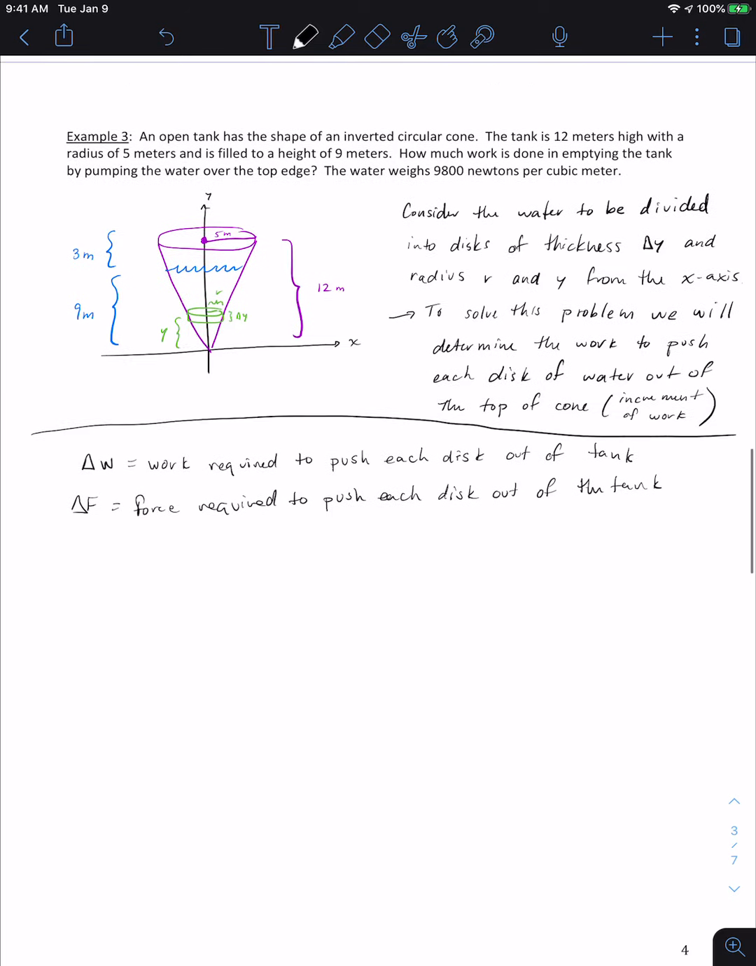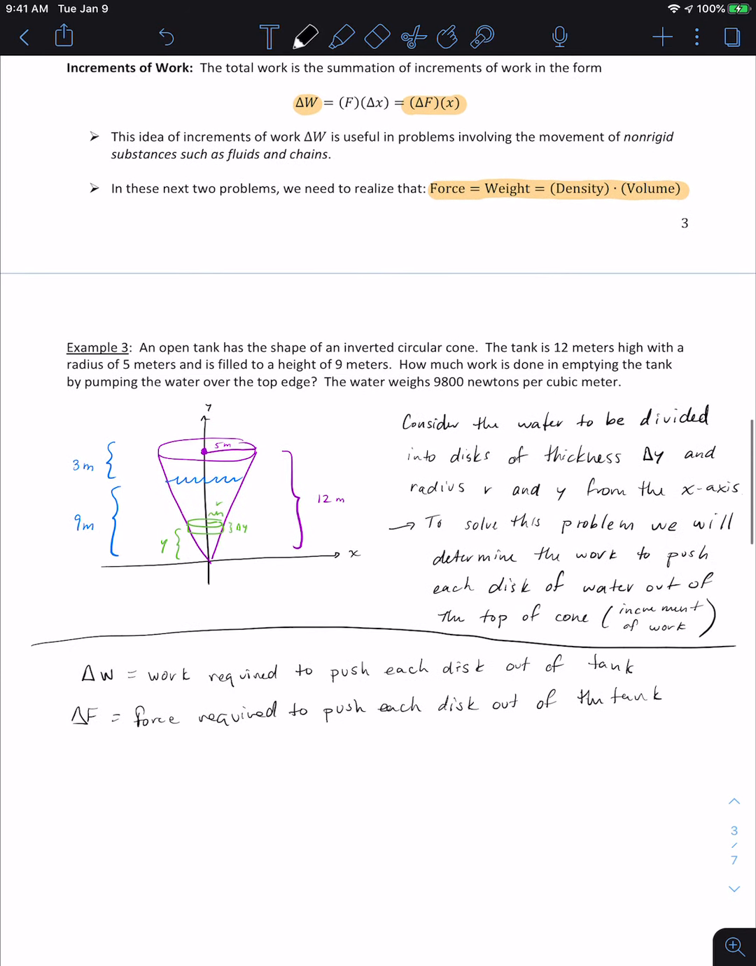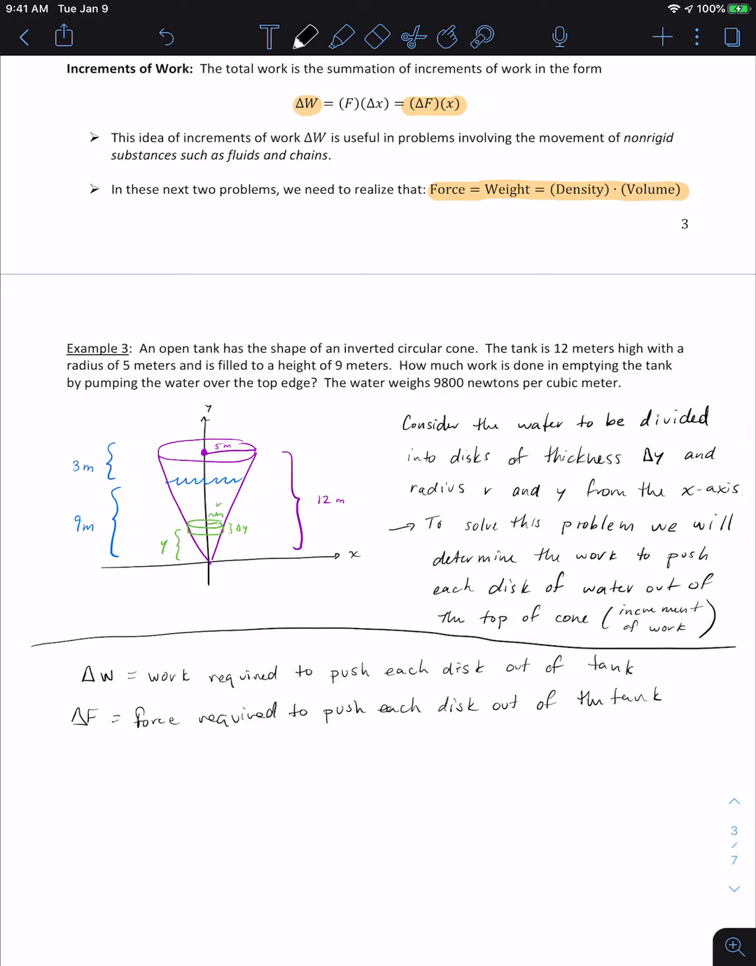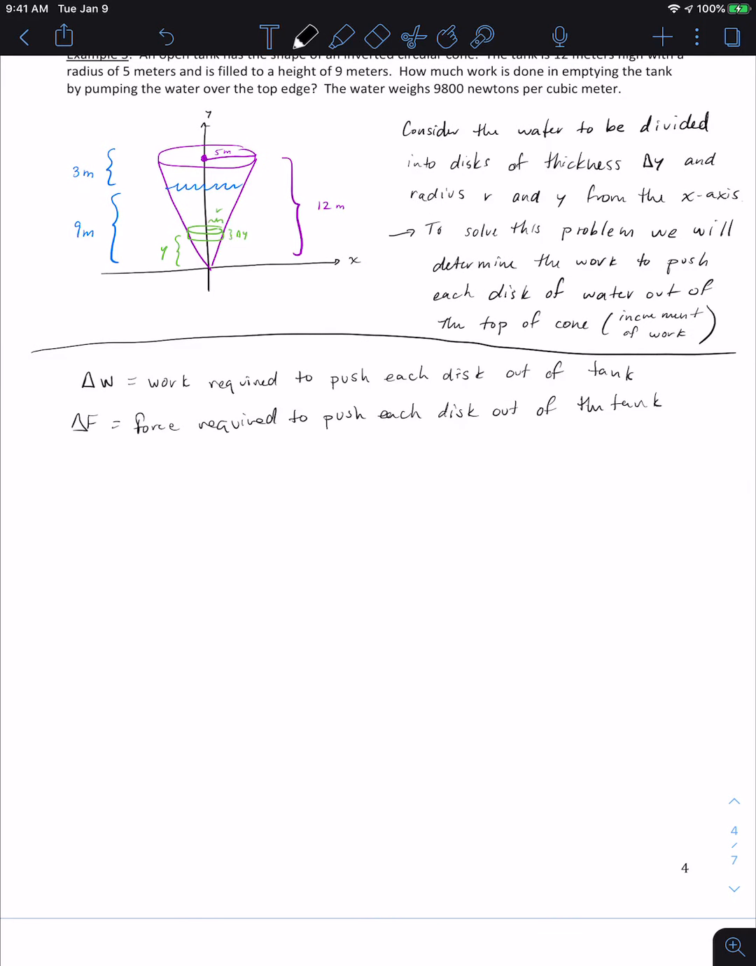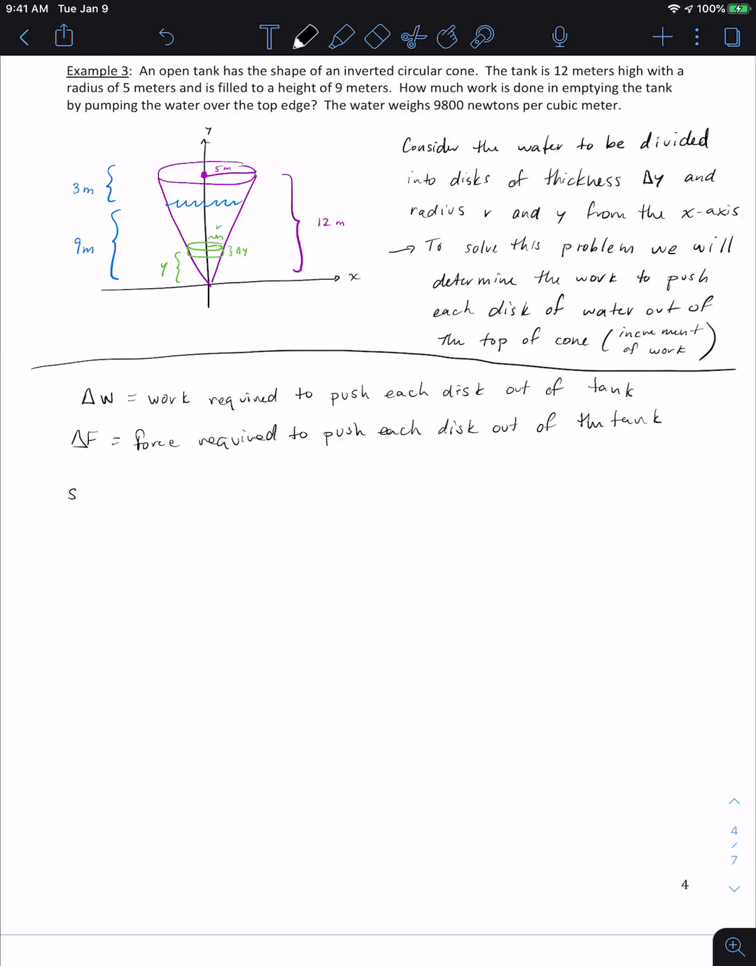So in order to find delta W, work, remember, we need force. And if we go back up to our little equation here that I have in orange, remember delta W is delta force, or delta F, times the distance x. So remember, this x doesn't necessarily mean the variable x, it just means the distance. Okay, so in order to find delta work, we need to find delta force. In order to find delta force, we have to find the volume, because volume will give us the force, right? So step one, find the volume of each disc.